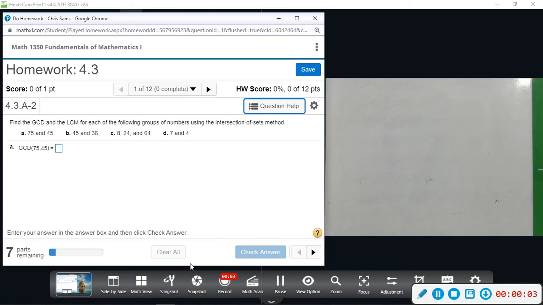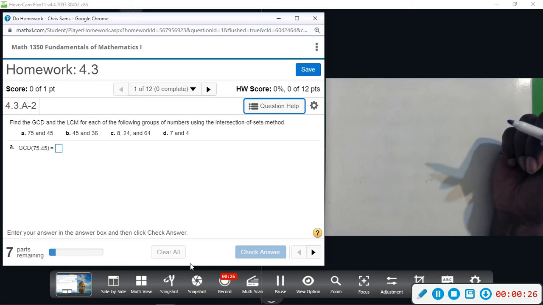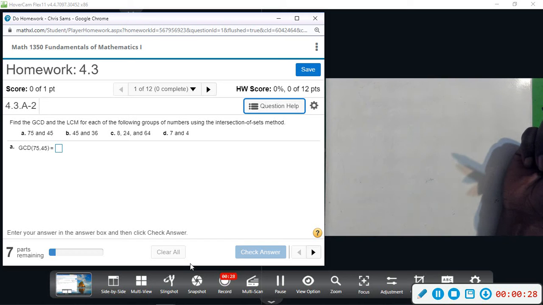Alright, section 4.3, we're going to be going over greatest common divisor and least common multiple. This first one we have 8 parts. We're going to find the greatest common divisor and least common multiple for parts A, B, C, and D. I'm going to show you the method that they recommend you start out with teaching, and then later on I'll show you how to do it with primes.